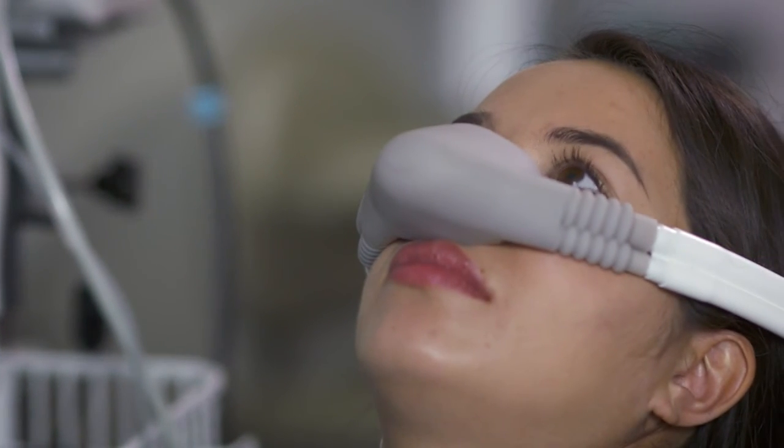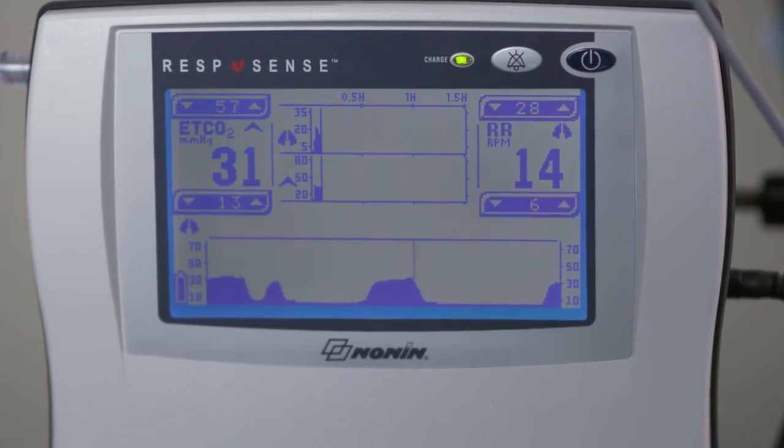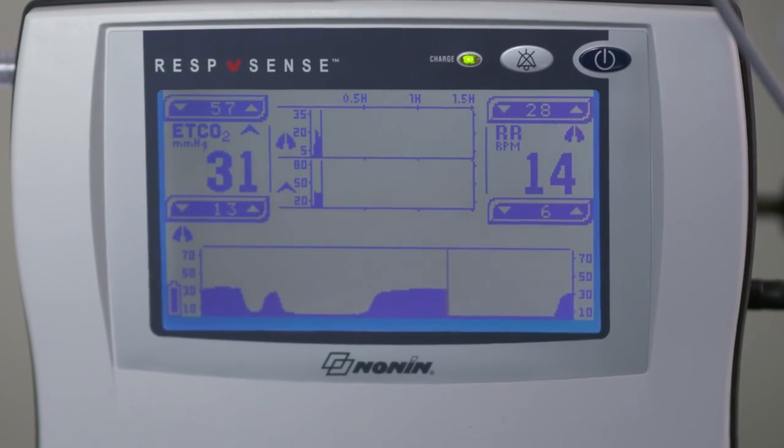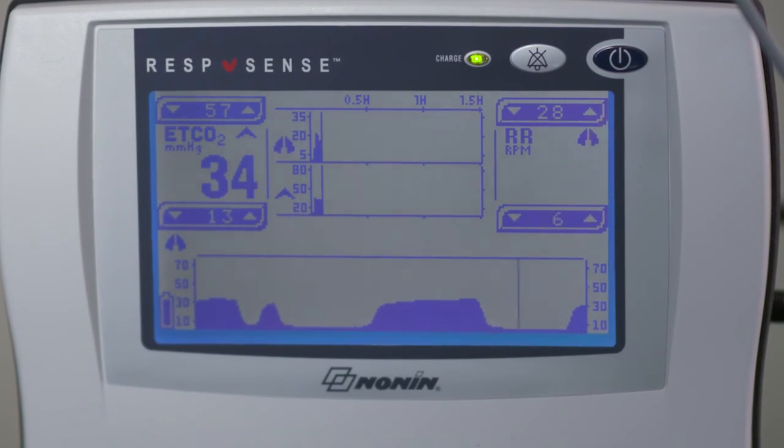Try it yourself to see what your respiration waveform looks like. There will be a slight lag time of about 3 seconds between your breath and seeing the waveform on the monitor. If the patient begins to hypoventilate, you may see the breaths become farther apart as the respiration rate slows or the height of the waveform increase as the CO2 increases.